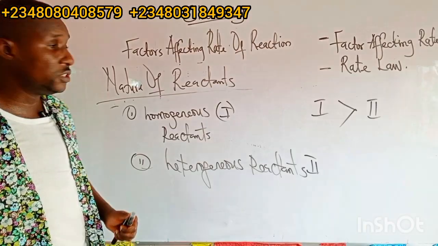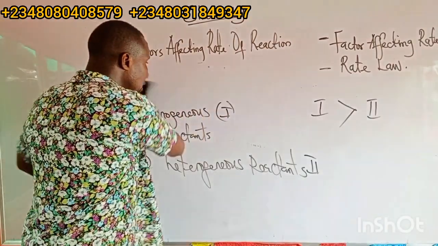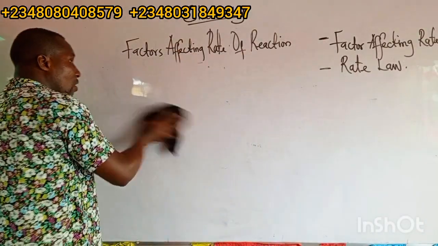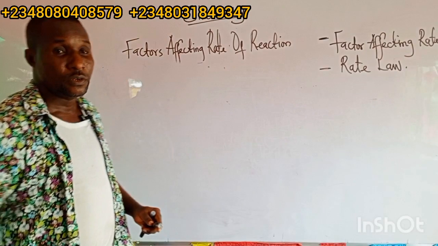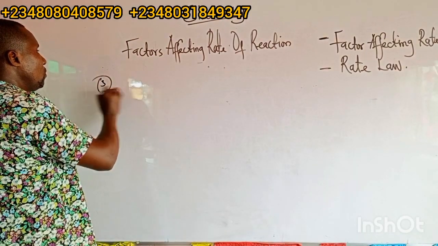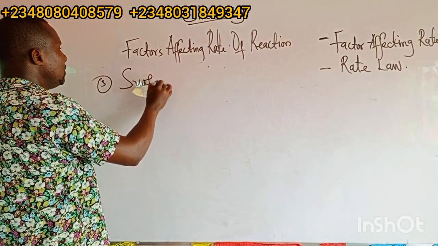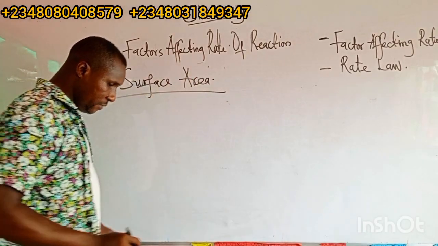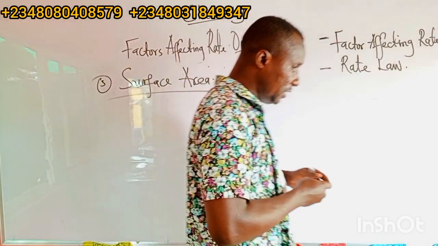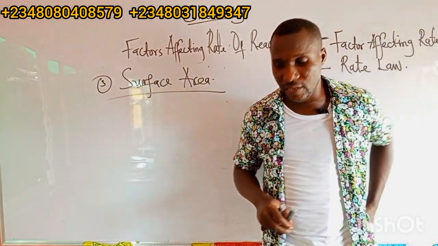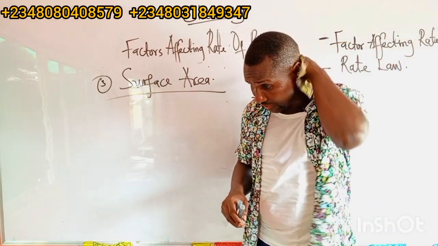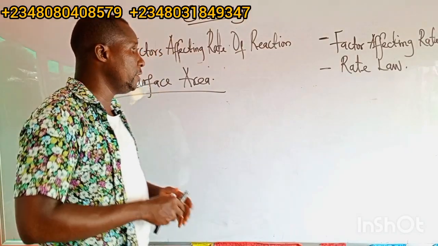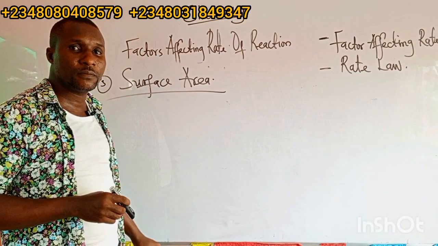Let's move further to the second factor. Number 3, the next factor affecting rate of reaction is surface area. Very, very important. Surface area. Listen, take note of this.